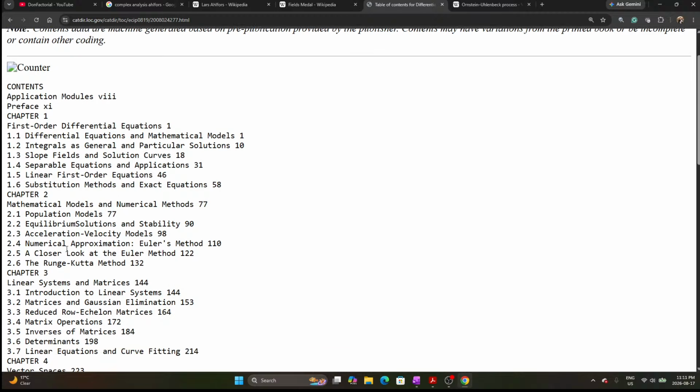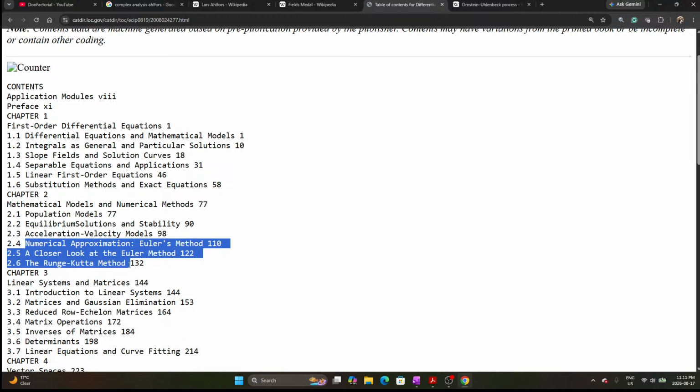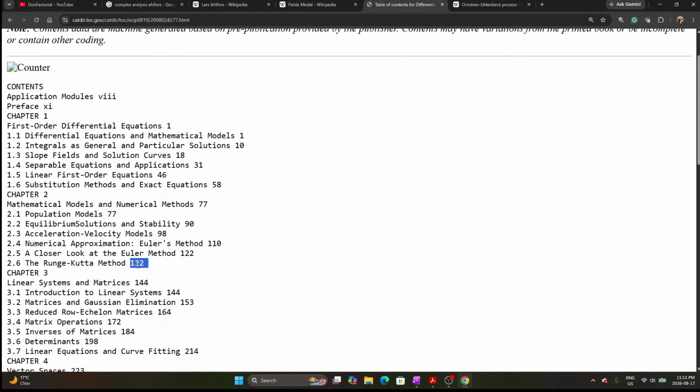And here we have some modeling stuff. Numerical approximation, Euler's method, and Runge-Kutta. This is also assumed, but will be reviewed as we go along in the stochastic differential equation series. And you know what? Here, I'm just saying this.